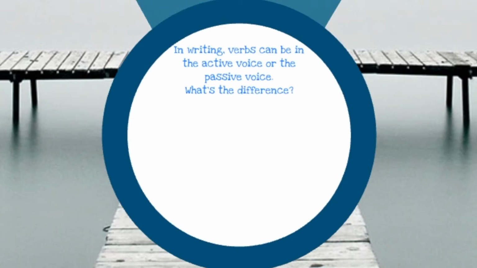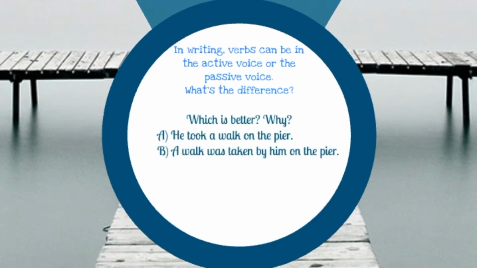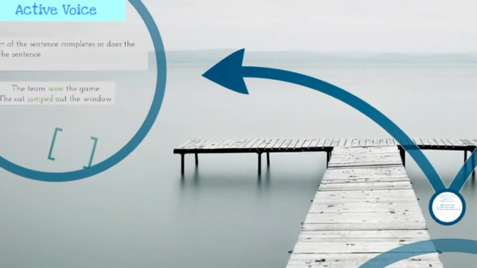In writing, verbs can be in either the active voice or the passive voice. What's the difference between the two? Well, let's take a look at these two sentences. He took a walk on the pier. A walk was taken by him on the pier. Which one do you think sounds better? Which one is easier to understand? Why? Think about it.